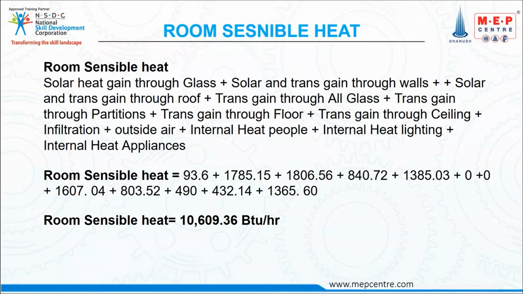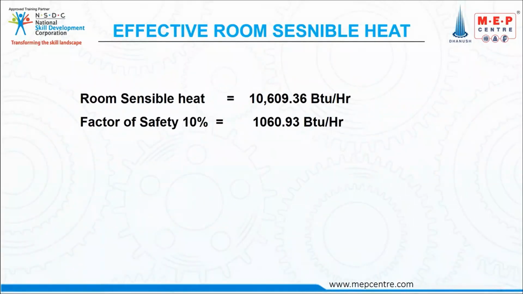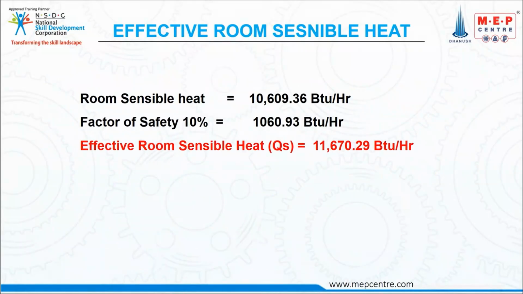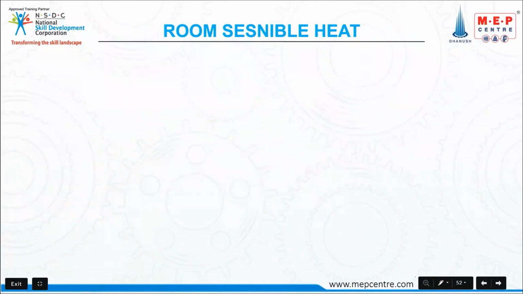There can also be duct leakages, and there can be mistakes in the calculations. To be on the safe side, a design engineer should be on the safe side, right? So I'll be adding 10% as a factor of safety. After adding 10% as a factor of safety, the room sensible heat becomes the effective room sensible heat, which is 11,670.29 BTU per hour. Okay, so please make a note of this.